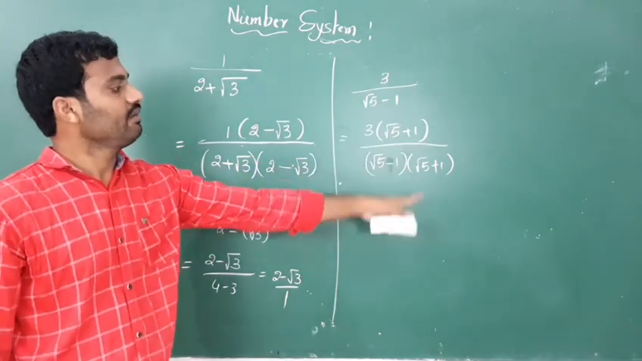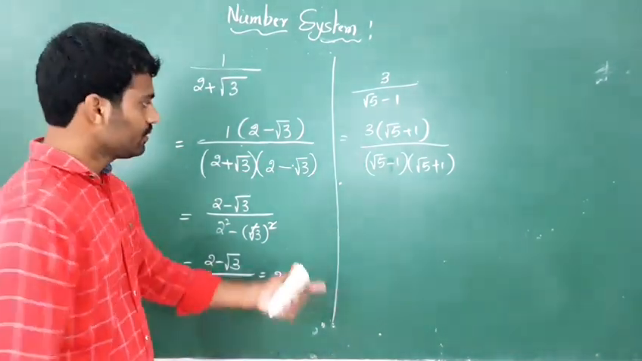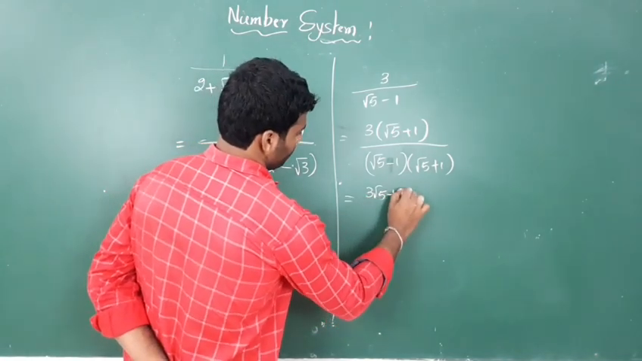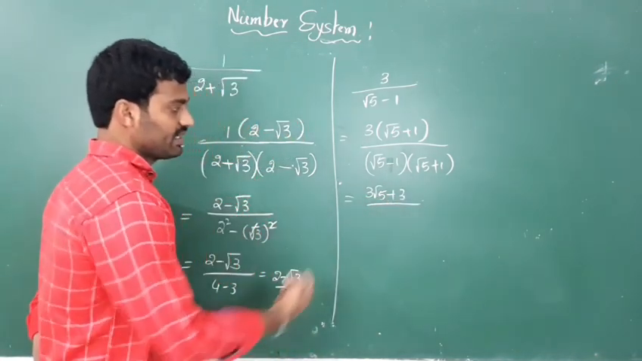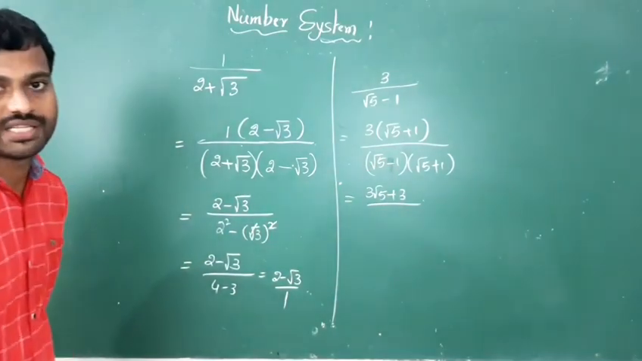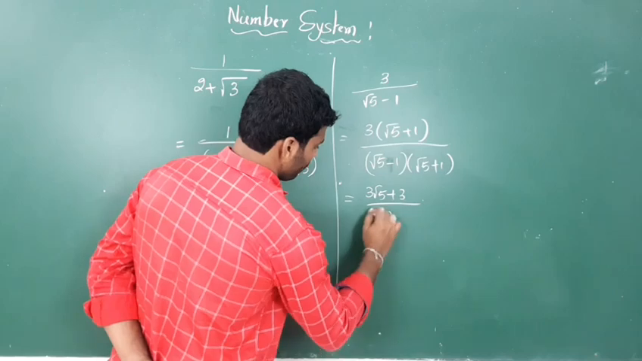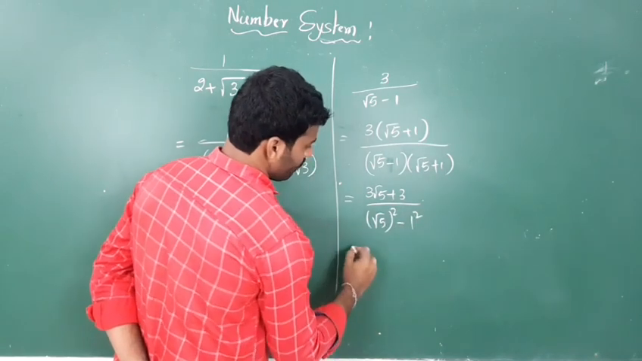Here minus is there, the plus you multiply it. So next, you want the simplification. 3 root 5 plus 3 divided by, same a minus b into a plus b, a square minus b square. Okay, root 5 whole square minus 1 square.